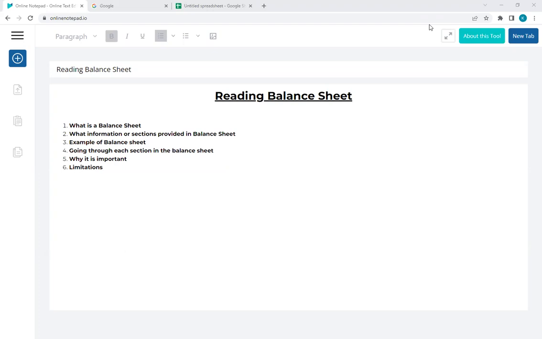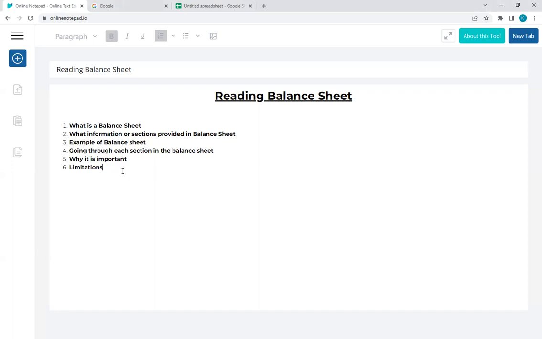Today in this session, let's discuss the balance sheet. What is a balance sheet? What information or sections are provided in the balance sheet by a company? Examples of a balance sheet. Going through each section in the balance sheet from that example, and why it is important, and what analysis we can get out of that balance sheet, and finally limitations.